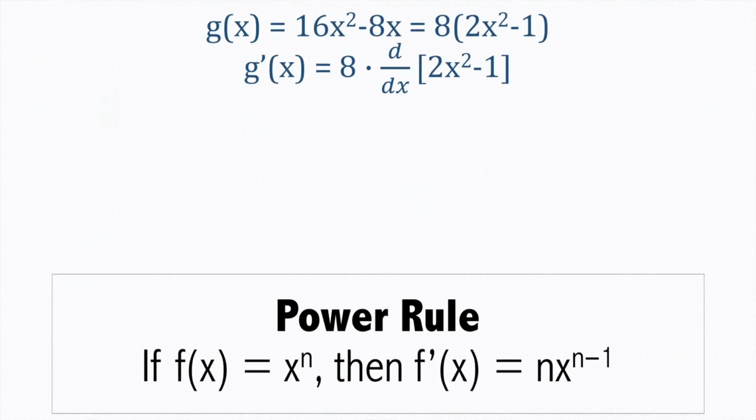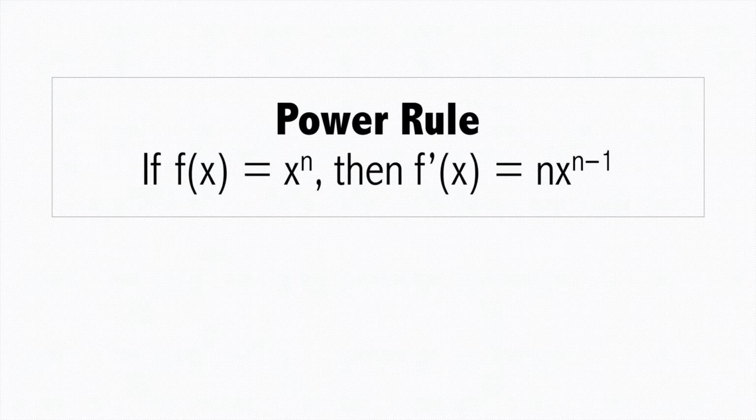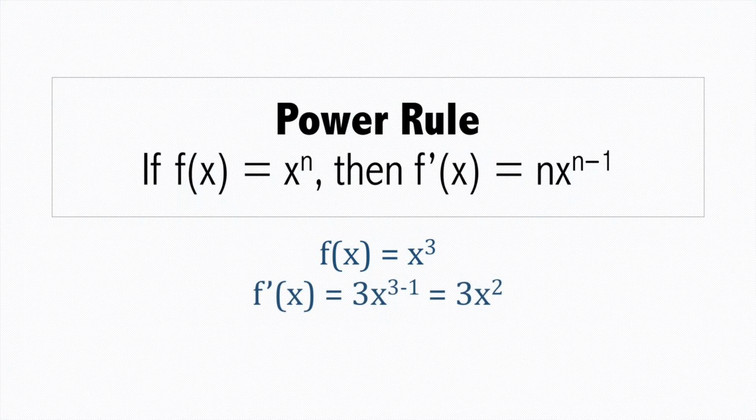Third is the power rule. It states that if f of x is equal to x raised to n, then f prime of x is equal to n x raised to n minus 1. An example we have here is when f of x is equal to x cubed. The derivative of this function is equal to 3, the exponent, times x to the power of 3 minus 1.